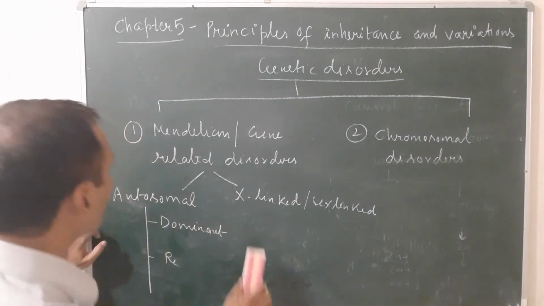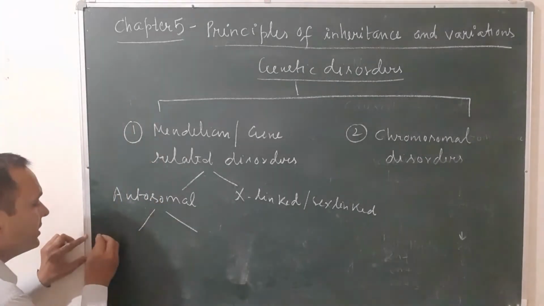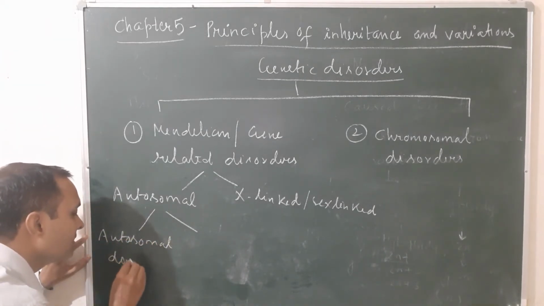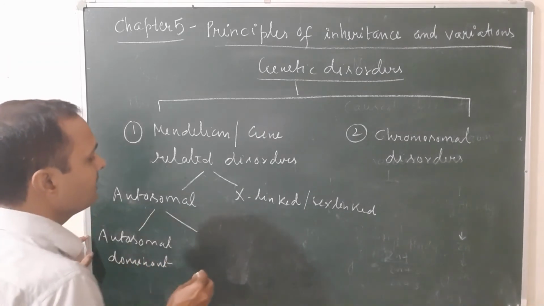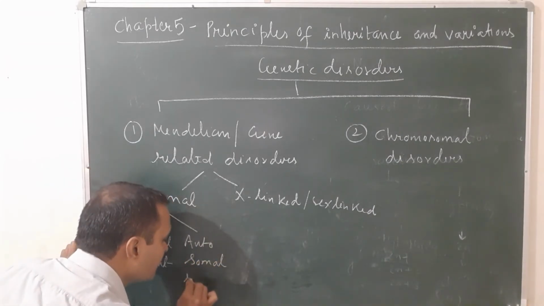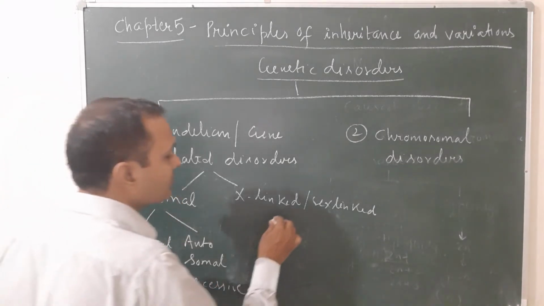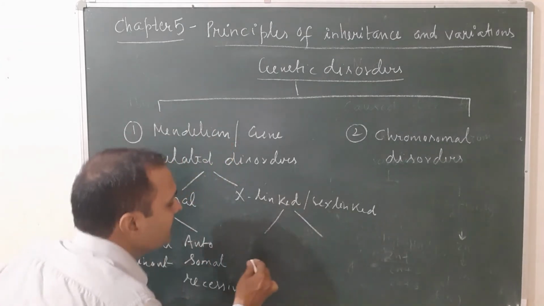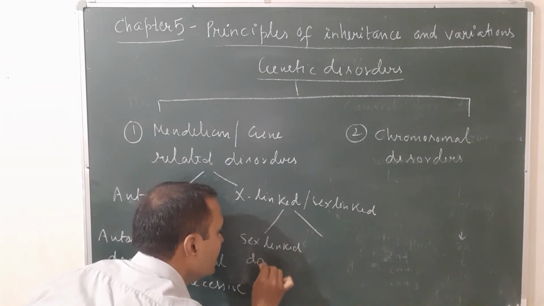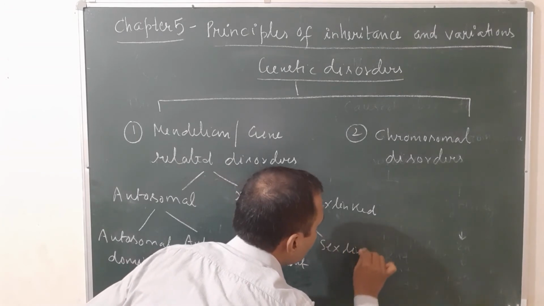You can say autosomal is further classified into two types. First one is known as autosomal dominant, and second one is known as autosomal recessive. And this X-linked is further classified into two types. Again, X-linked dominant, or you can say sex-linked dominant, and second one sex-linked recessive.